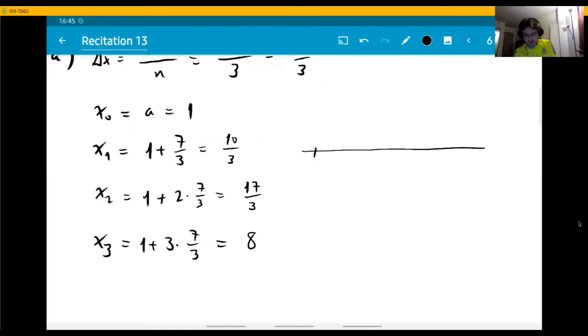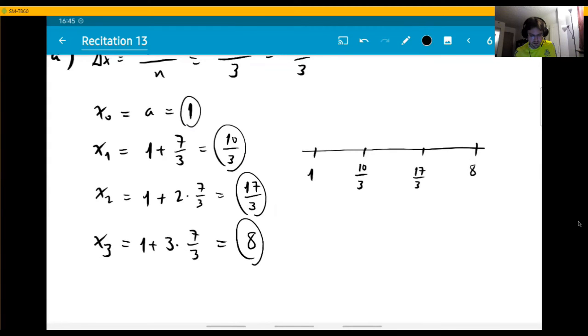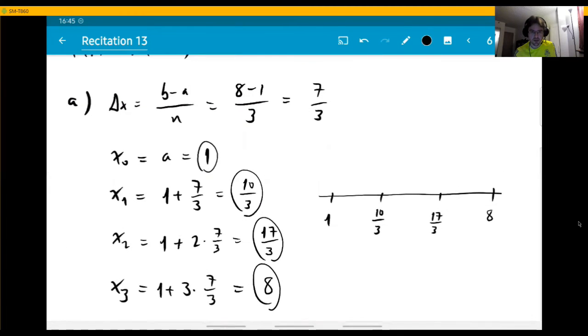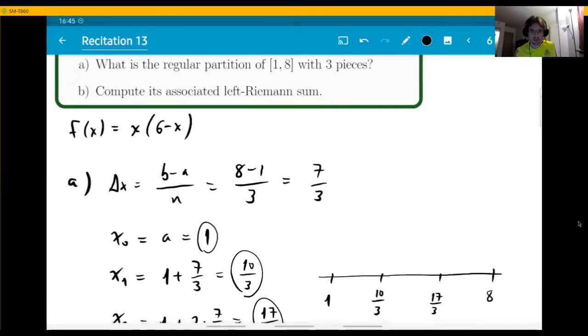So what is happening, even though we have these ugly fractions, which can happen, is that all we are doing here is discovering the points that divide the interval into 3 equal pieces. So this is the partition, the x points. Now what they're going to ask in item B is to compute the left Riemann sum associated to this partition.